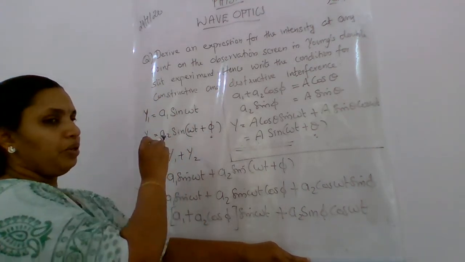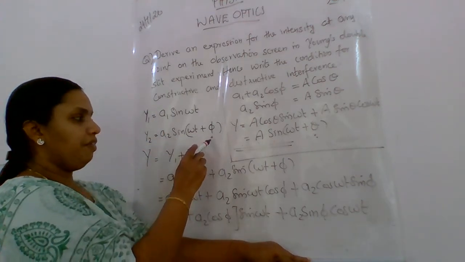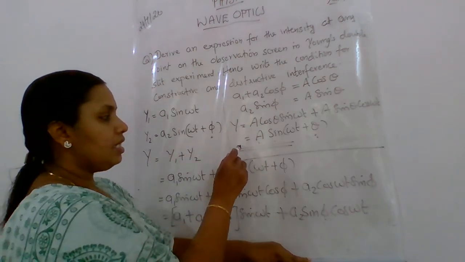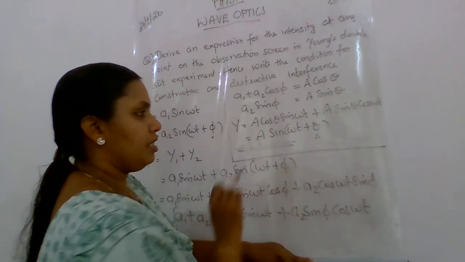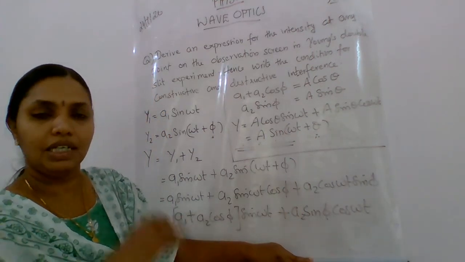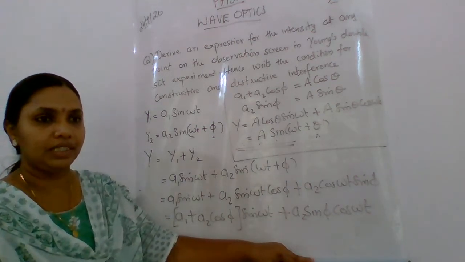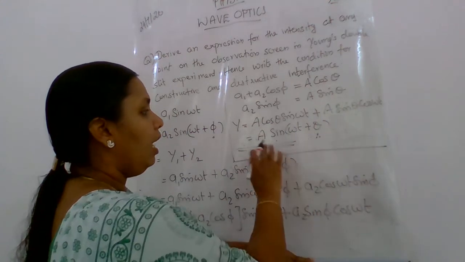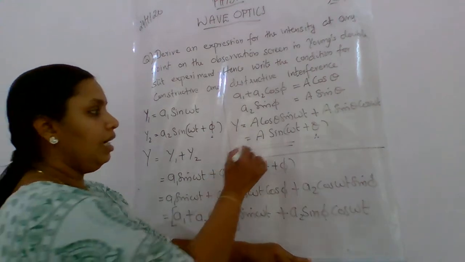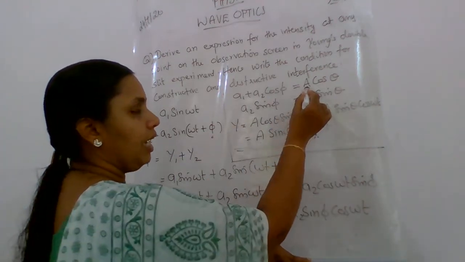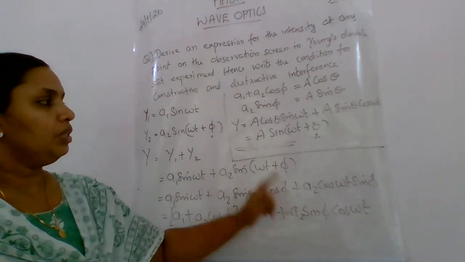From two waves, Y1 is equal to A1 sin omega t, that is amplitude A1, and Y2 with amplitude A2 with the phase difference phi, are superposing. There is a resultant sine wave, that is Y, with amplitude A and a phase difference theta. So it is not necessary that the resultant wave has the same phase difference. It may be of another phase difference theta, and it is having another amplitude, that is A, where A is the amplitude of the resultant wave.